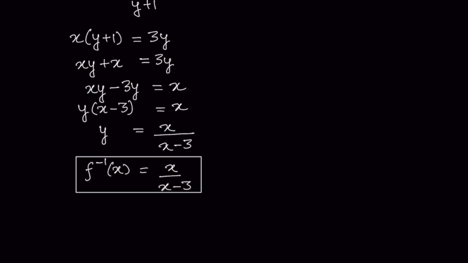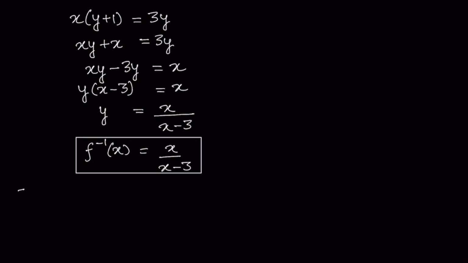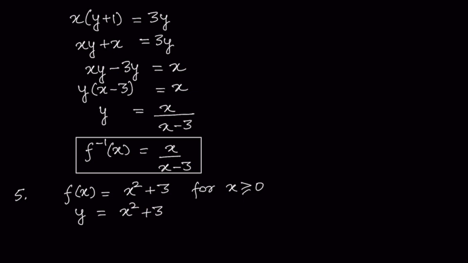Let's practice more. Let's say f(x) equals x squared plus 3 for x greater than or equal to 0. It's given the function is 1-1, and we want to find out its inverse. So first we will replace f(x) by y. We will interchange x and y. And we will solve for y.